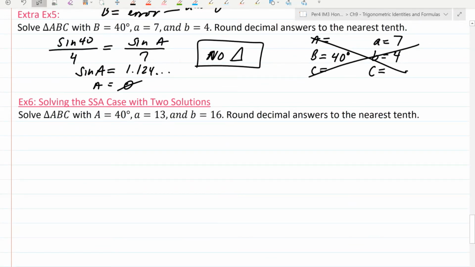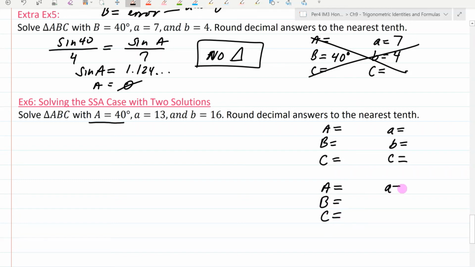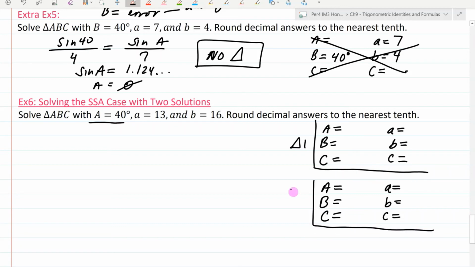Here's what will happen when we have two solutions. So we have angle A, B, and C. And anytime that the angle given is acute, you should do this. You should check to see if there's a second triangle. And again, that's when the given angle is acute. So this is triangle 1, and this is triangle 2. They both have the same given information. The given information can't change.